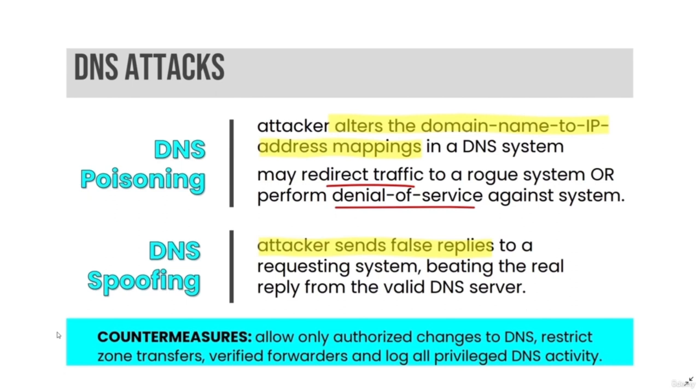DNS poisoning is when an attacker alters the domain name to IP address mappings in a DNS system. They may redirect traffic to a rogue system or perform denial of service against that system. DNS spoofing is when an attacker sends false replies to a requesting system, beating the real reply from a valid DNS server.